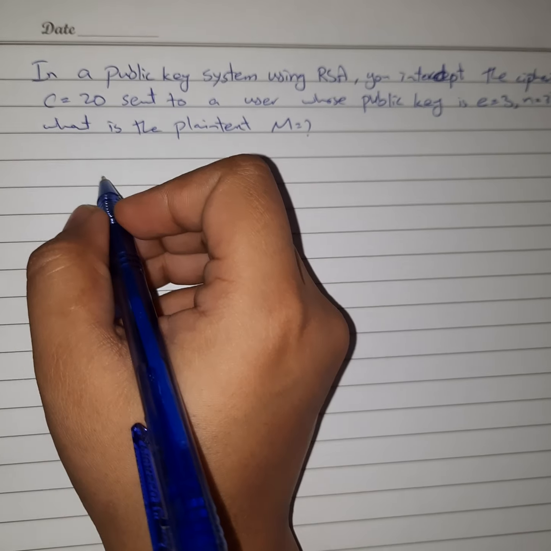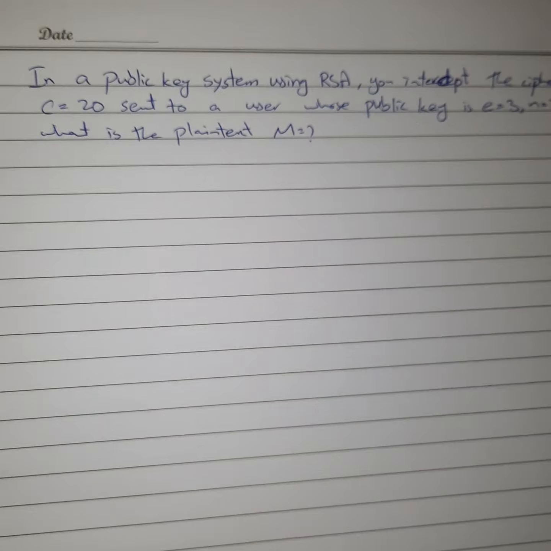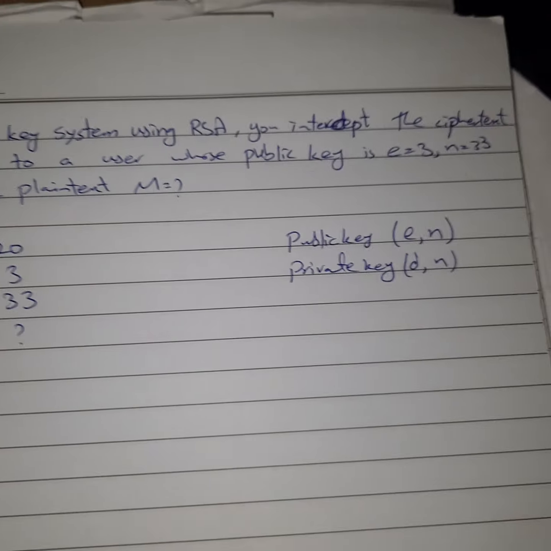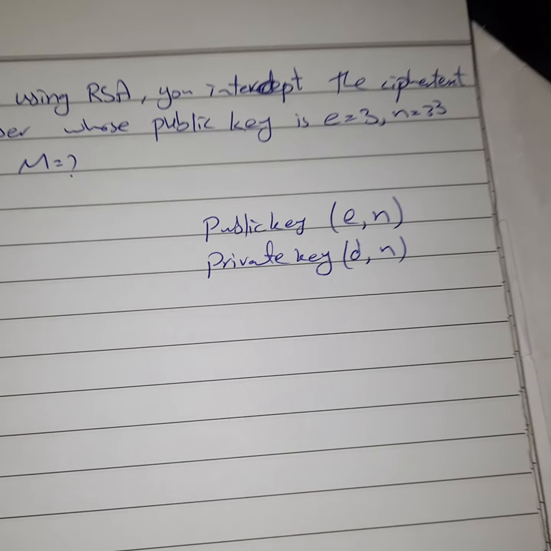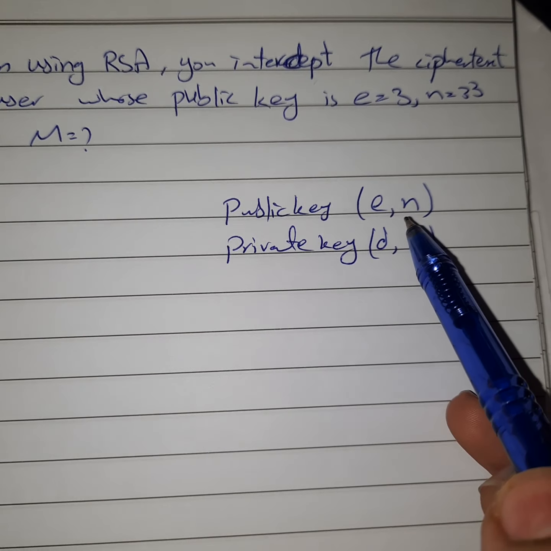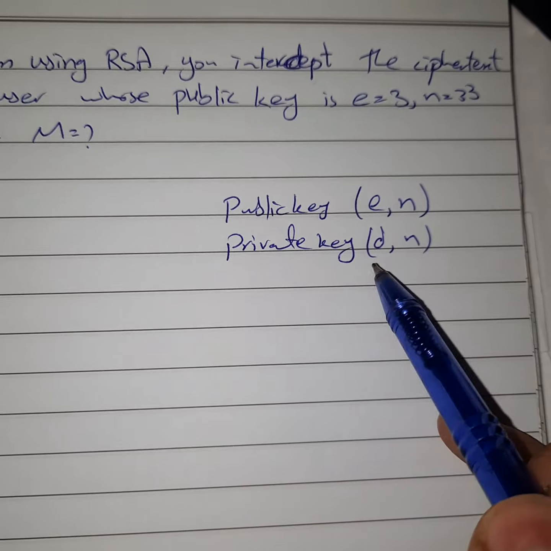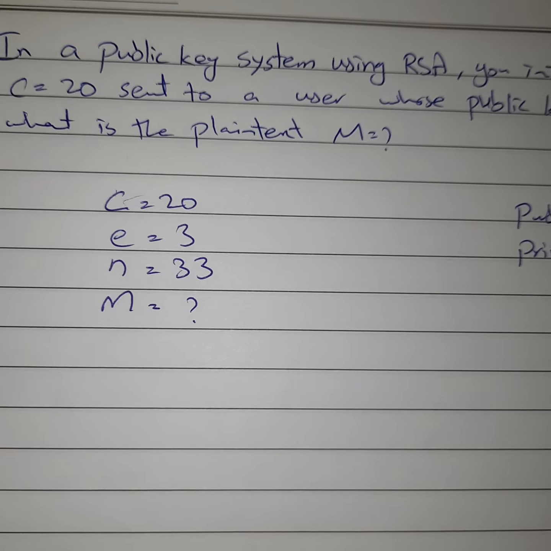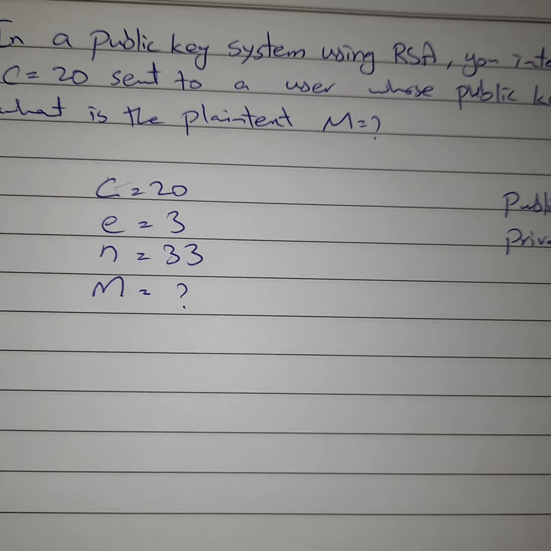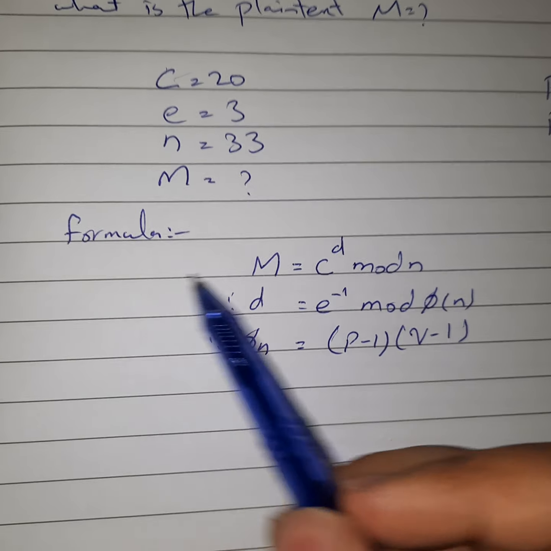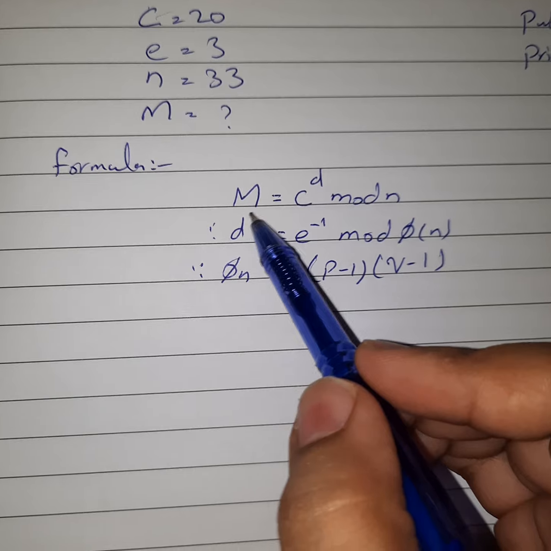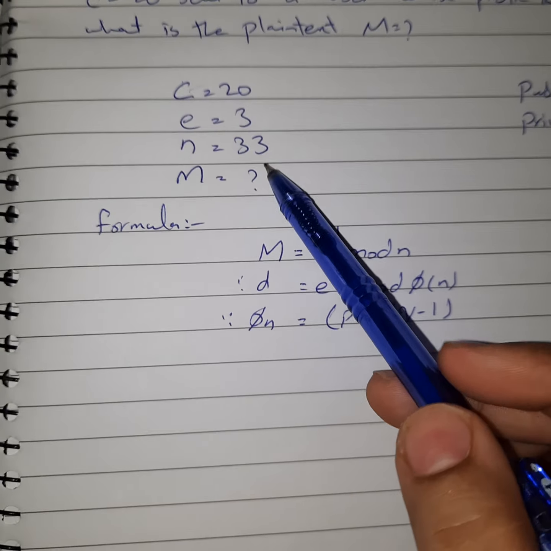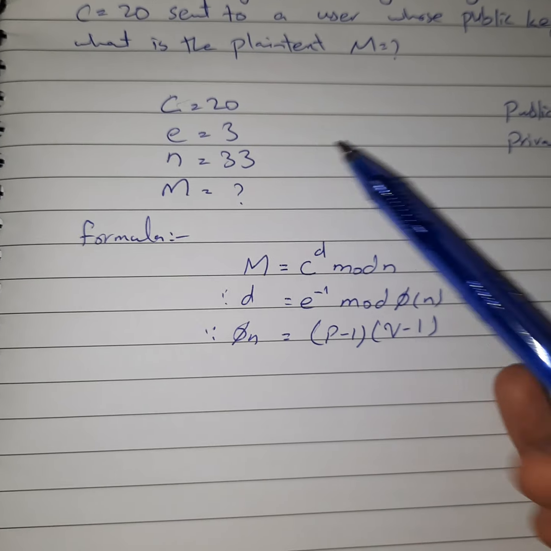First of all, I write the values that are already given over here. For the public key we require E and N, and for the private key we require D and N. E and N are already given, we have to find D. The formula is M is equal to C raised to power D mod N, because we need M, that is the plain text M.